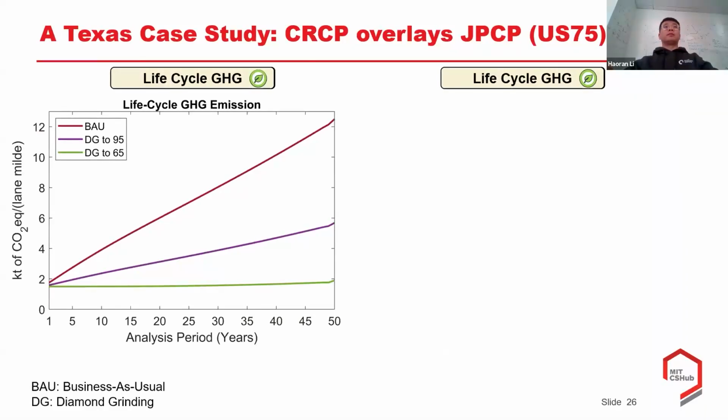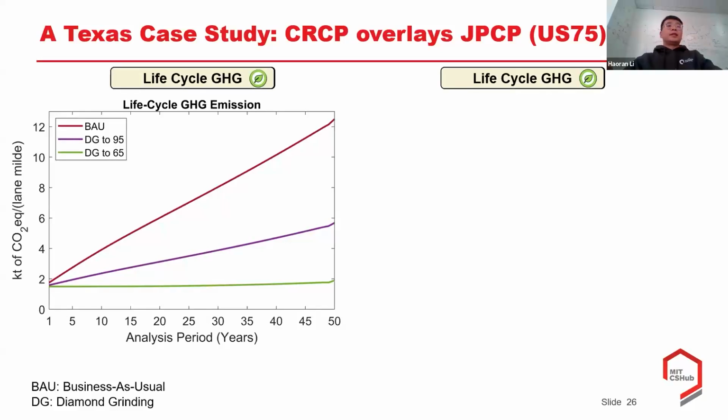Another quick run we got, we have played with the Texas case studies. When they reach us, they can easily see that for the business-as-usual, they see a very high IRI curve and life cycle greenhouse gas emissions because it is a CRCP overlay of the CRCP, which is US 75. They don't have detailed instructions of the surface treatment, which means that their contractor didn't do any surface treatment after this overlay, but they immediately observe a high IRI.